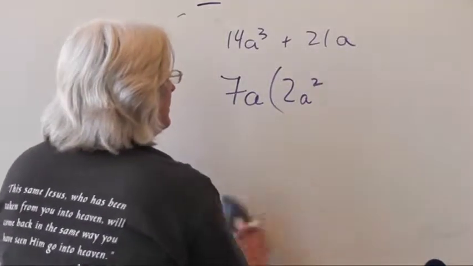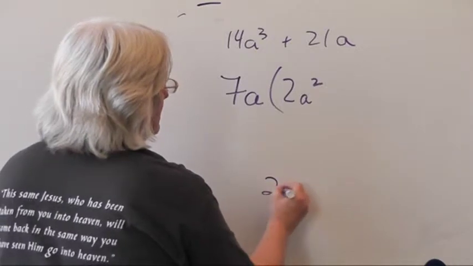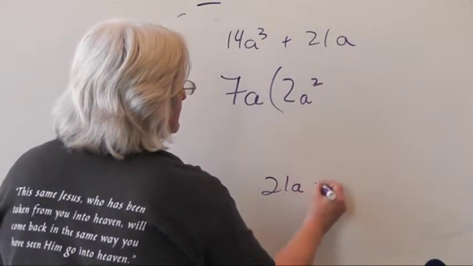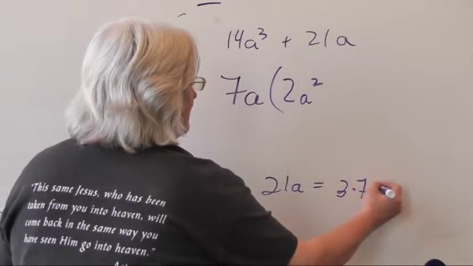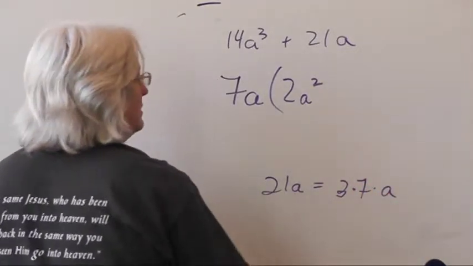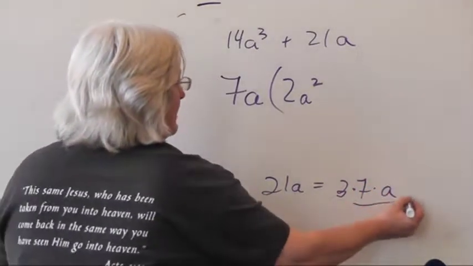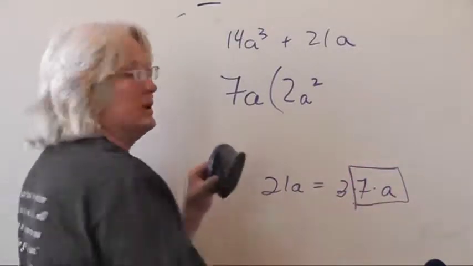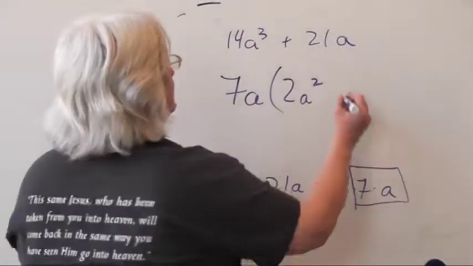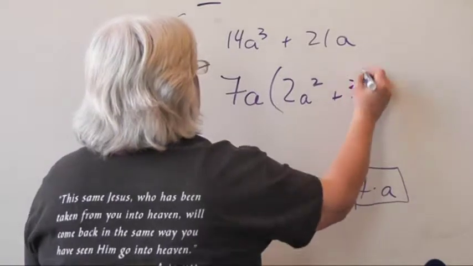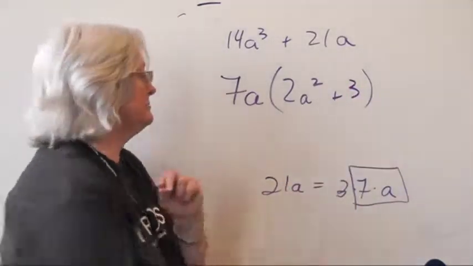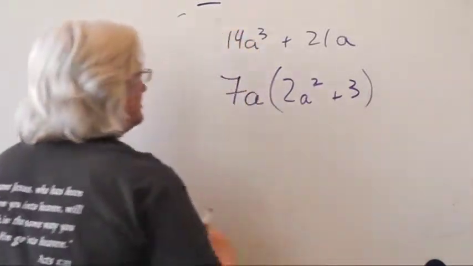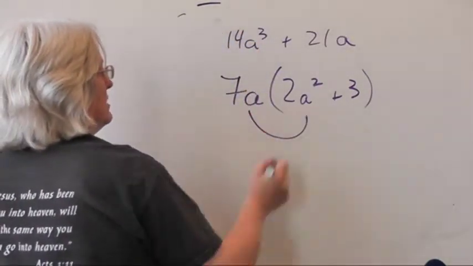What did we say 21a was? We said that was 3 times 7 times a. Our greatest common factor is 7a. What factor do we have left? Plus 3. That's what stays inside the parentheses. Am I sure? Yeah, I'm sure.